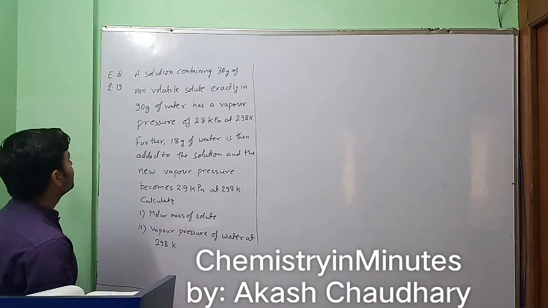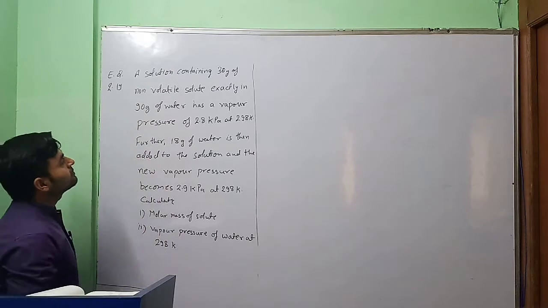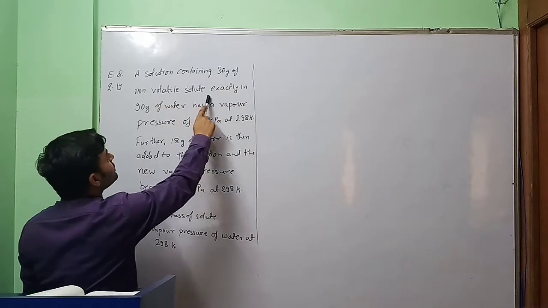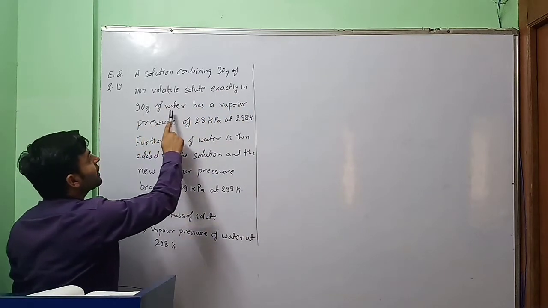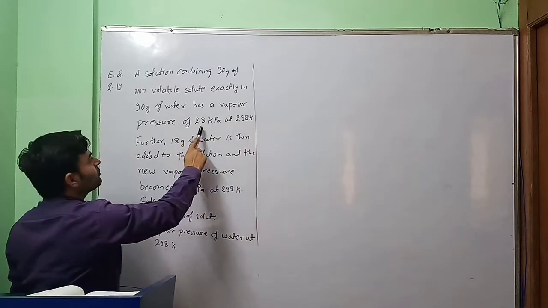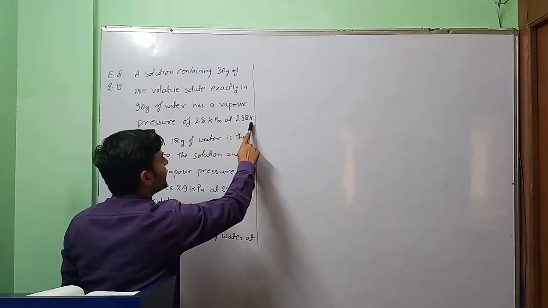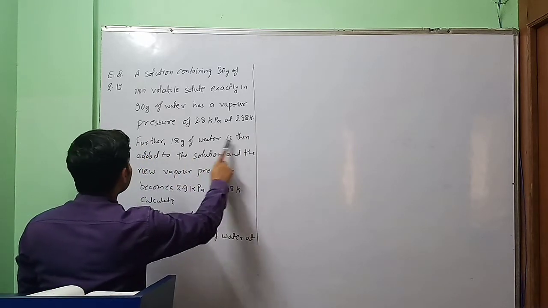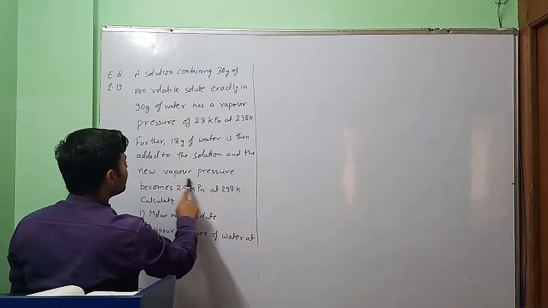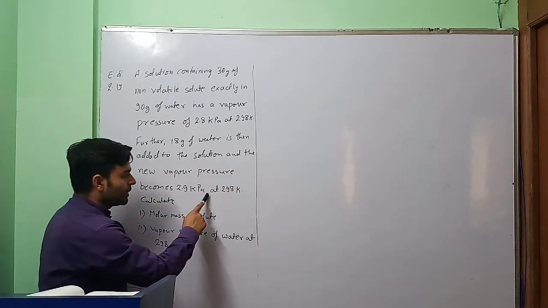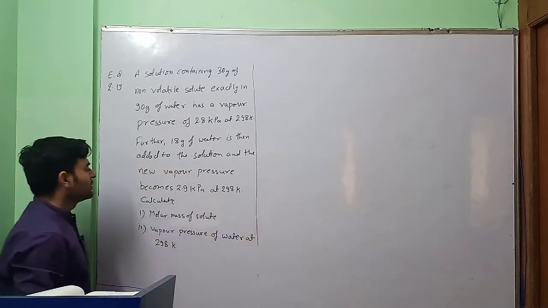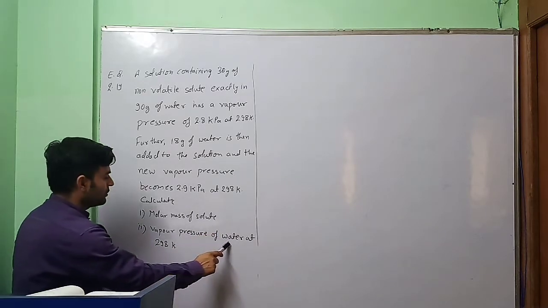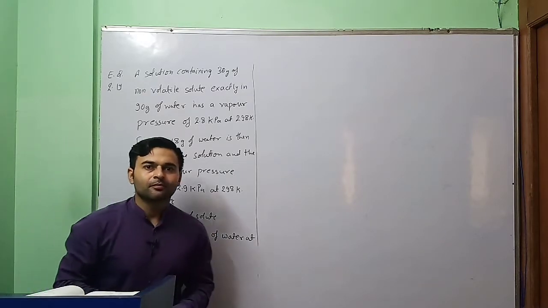The question we have to solve now is exercise question 2.19. A solution containing 30 gram of non-volatile solute exactly in 90 gram of water has a vapor pressure of 2.8 kilopascal at 298 Kelvin. Further, 18 gram of water is then added to the solution and the new vapor pressure becomes 2.9 kilopascal at 298 Kelvin. Calculate first the molar mass of solute, second the vapor pressure of water at 298 Kelvin.